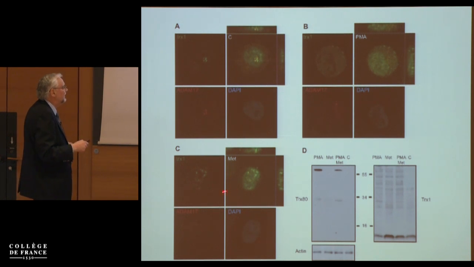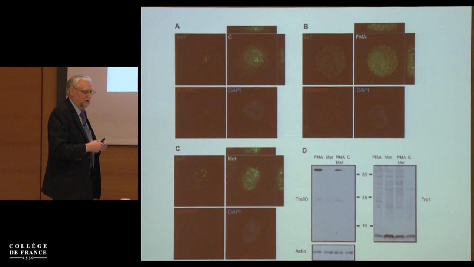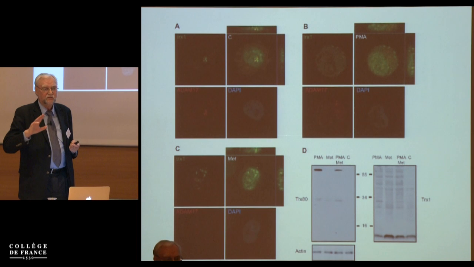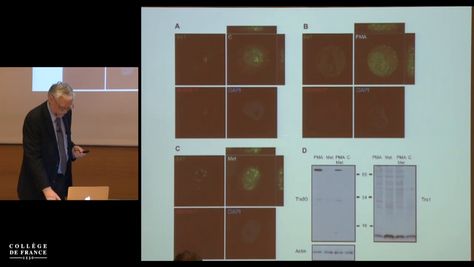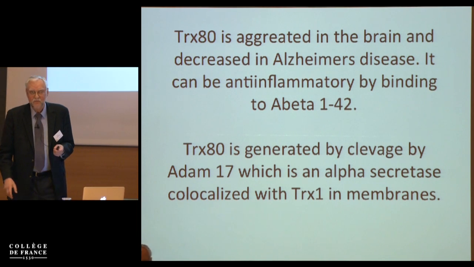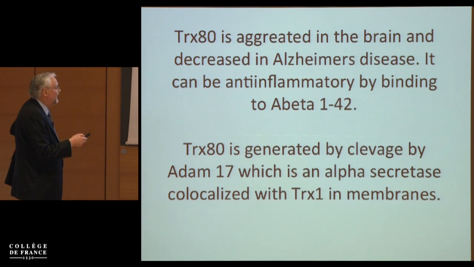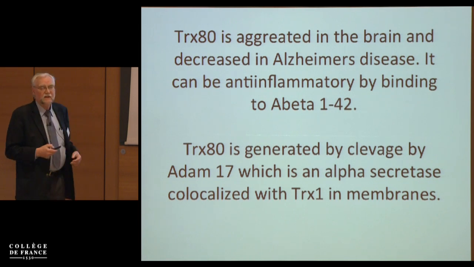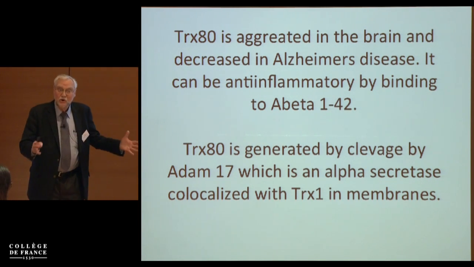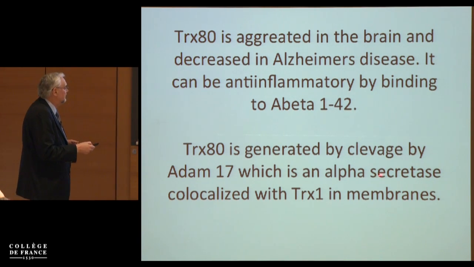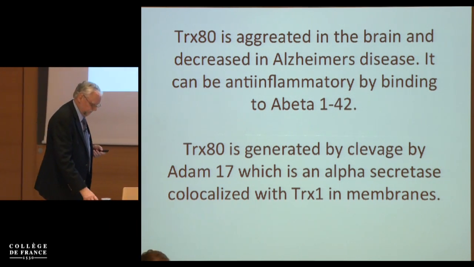ADAM17 is strongly implicated in cleavage in the membrane of what we believe is oxidized thioredoxin to release thioredoxin 80. So, a very short summary of what I have told you. In the brain, thioredoxin is aggregated, decreased in Alzheimer's disease, and it's clearly anti-inflammatory rather than pro-inflammatory. And ADAM17 is implicated in cleavage of thioredoxin in membranes.